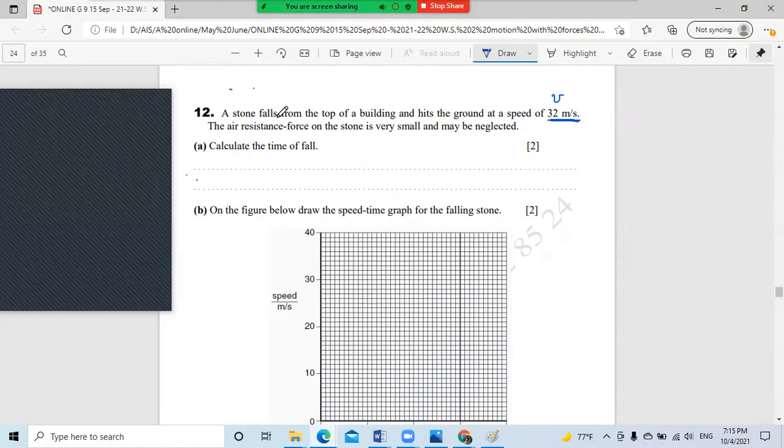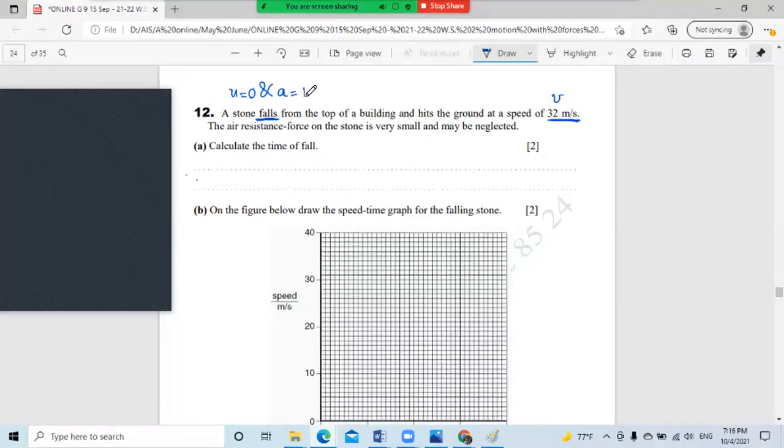Yes. The stone falls or is dropped. That means the initial speed U is how much? It is 0. It's not thrown, it's dropped. It falls. So it starts from an initial speed of 0. And also, exactly Hazem, not gravitational force, gravitational acceleration. The acceleration of falling, A, is how much? 10 meters per second squared.